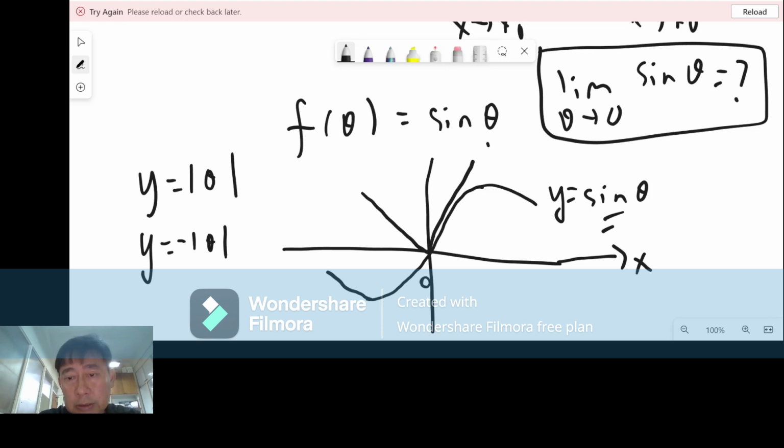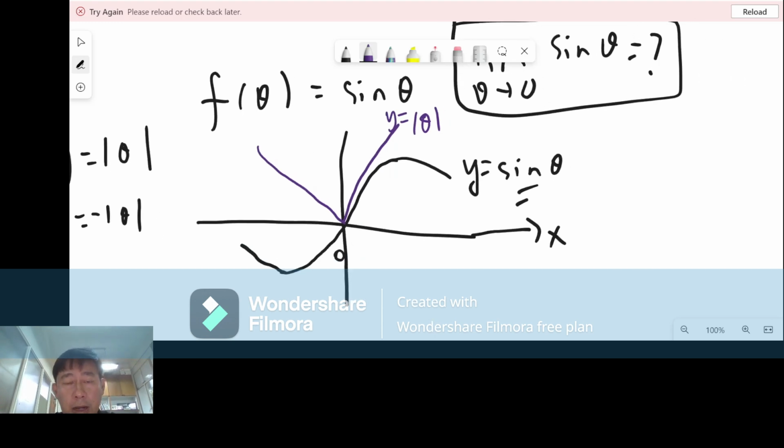Okay, so this is the function y equals theta. So maybe I should label these functions with a different color. Okay, so let me try to rub this off and use a different color to represent the absolute value of theta. So the graph for y equals theta is like this. Okay, so this is y equals theta.